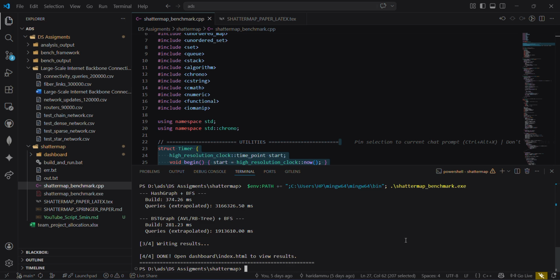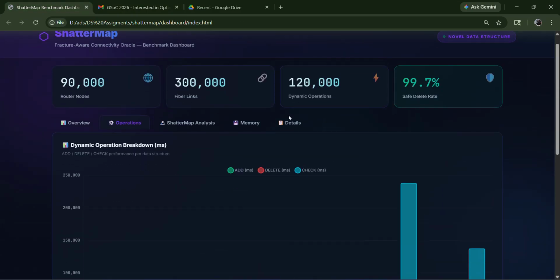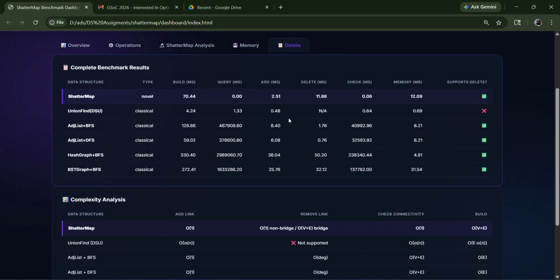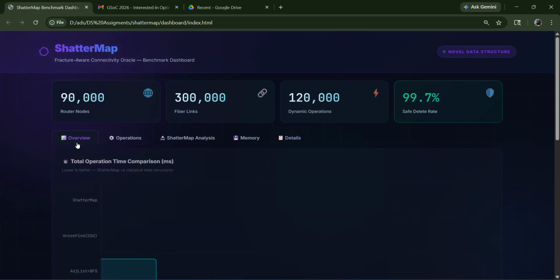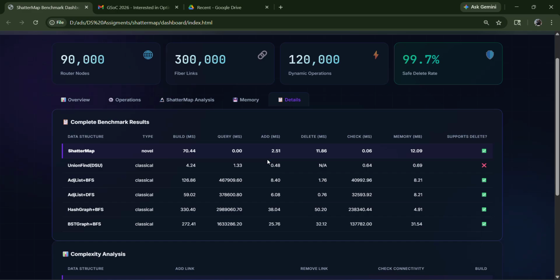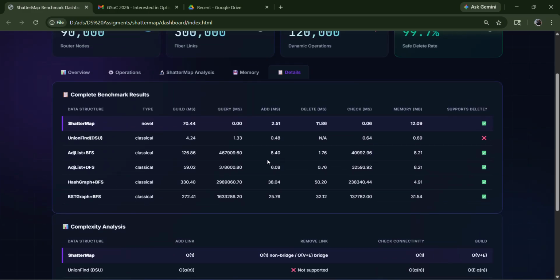So, coming to the results, in real-time testing against classical data structures on a 90,000 node backbone with 3 lakh edges, Shutter Map query performance is less than 0.1 second, Union Find 0.95 seconds but cannot handle deletions. But the traditional BFS and other traditional data structures take 319 million milliseconds for the same operations. Shutter Map doesn't just query faster. It processes 40,000 deletions in 4.43 milliseconds while maintaining a completely accurate connectivity state. That's backbone grade performance: massive scale, real-time precision, 24 by 7 accuracy.